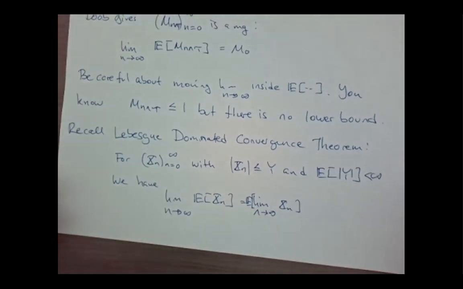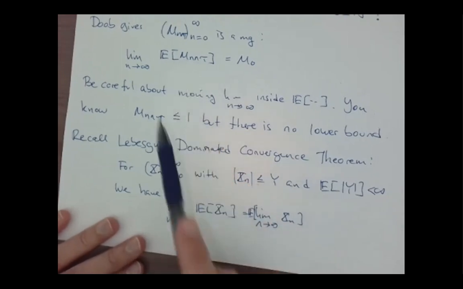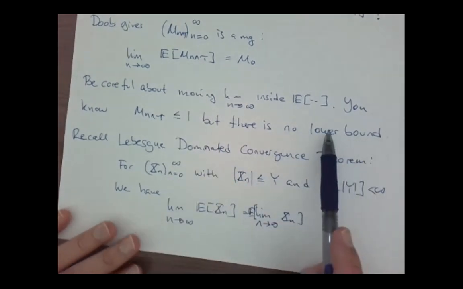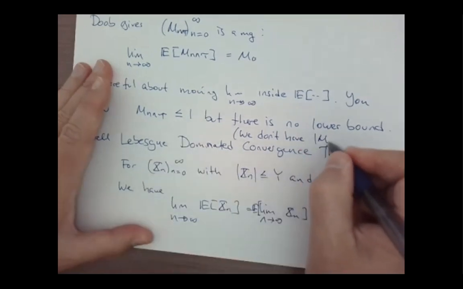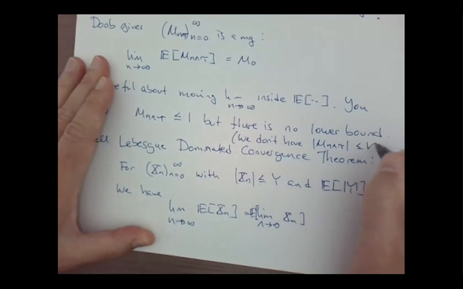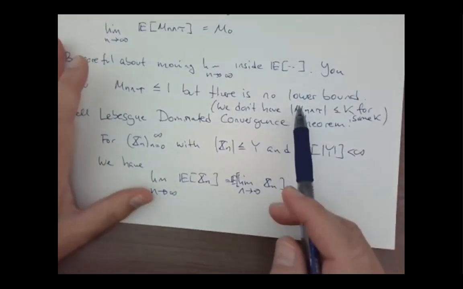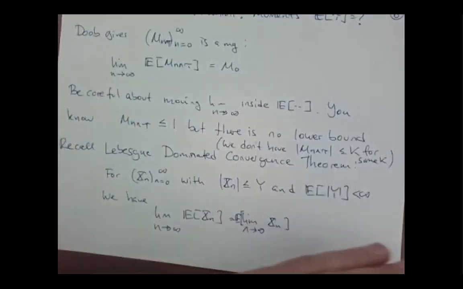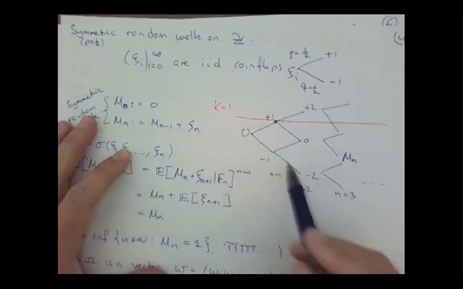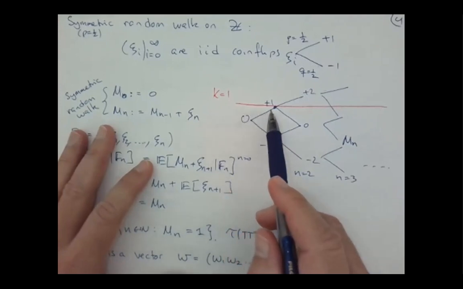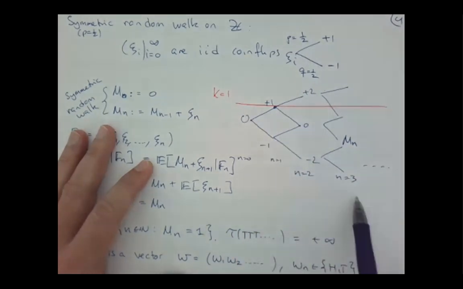The problem we're facing is that I have a nice upper bound on these M's, the symmetric random walk, but there's no lower bound. So we don't have that the absolute value of M_{n min tau} is less than k for some k, because the negative parts of M can be arbitrarily bad. You can see in the picture, this here is my M, a tree. As we move along, there's a limit to how high up M can go, but there's no limit to how bad it can be on the negative side.